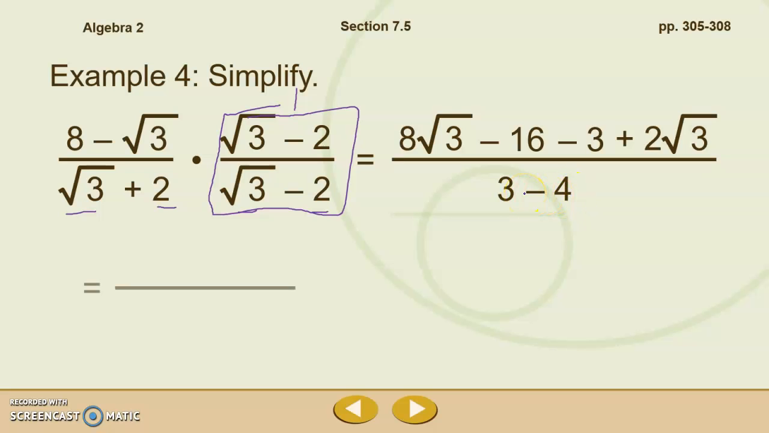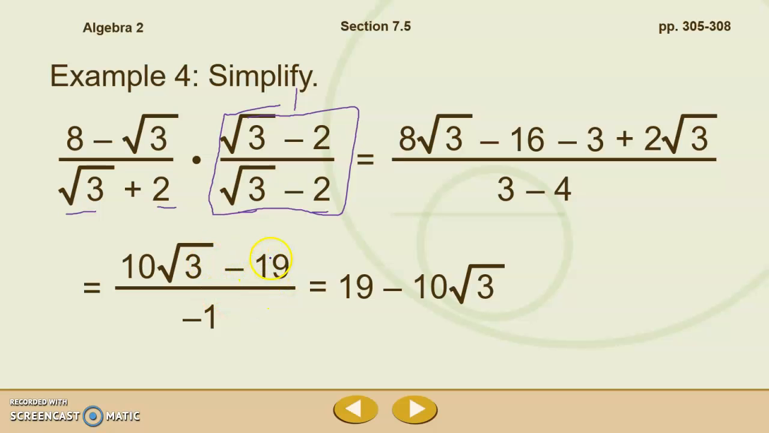We then simplify as much as we can. On the top, we've got our 8 root 3 and our 2 root 3 that we can add to get 10 root 3. Negative 16 and negative 3 becomes negative 19. And at the bottom, 3 minus 4 is negative 1, which we can then simplify and write as negative 19 divided by negative 1 is positive 19. And 10 root 3 divided by negative 1 is negative 10 root 3. Again, leading with our real component here of our complex number and following with our irrational part there. So 19 minus 10 root 3.